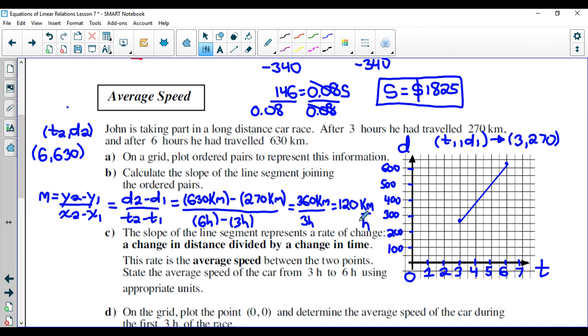Now it says the slope of the line segment represents a rate of change, okay? Because what this number means is for every hour traveled, you would cover 120 kilometers in distance. The rate of change is the change in distance over the change in time. Now, there is a name for this quantity. When you look at change in distance divided by change in time, that's equal to what we call average speed. When you take Science 10, you'll learn about this equation. So basically, if you want to calculate the average speed of an object, so we can say like V average, so VAVE, it's equal to your change in distance.